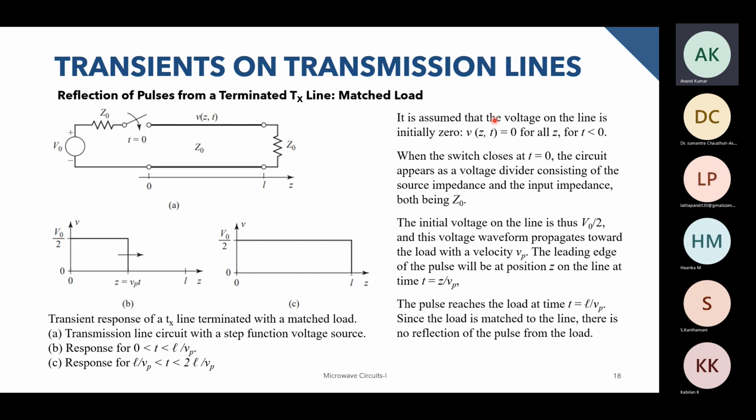So this is the case for a matched load. So reflection of pulses from a terminated transmission line in case of a matched load, and this is how the transient will propagate. So any questions on this? Next we'll see what happens if this is a short circuit or an open circuit.